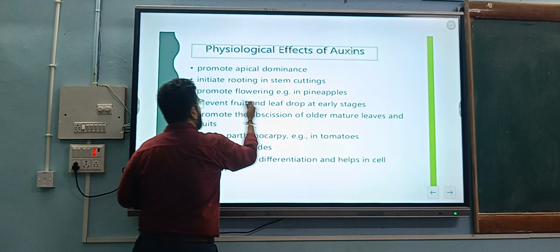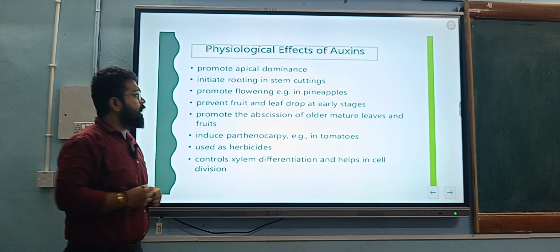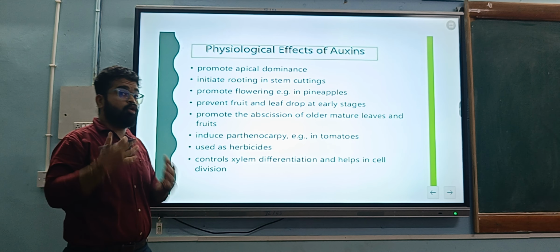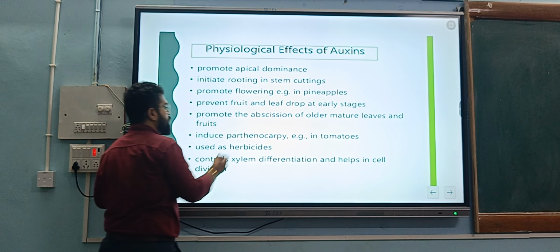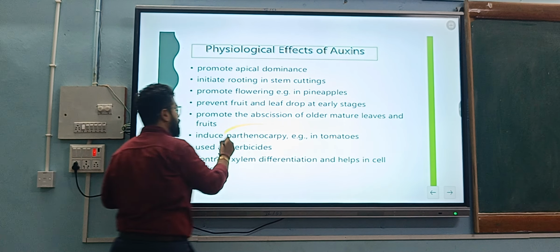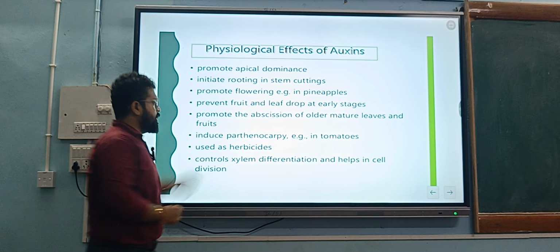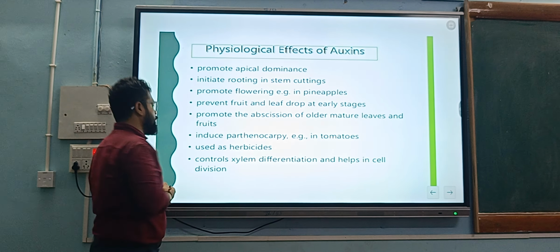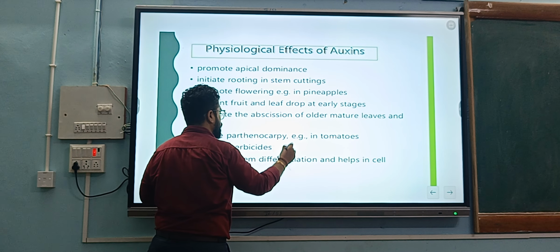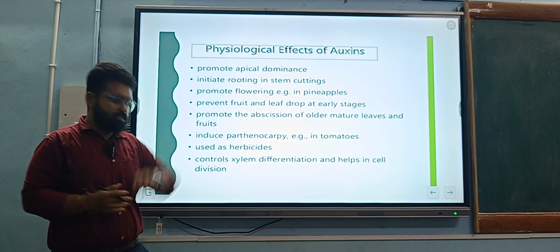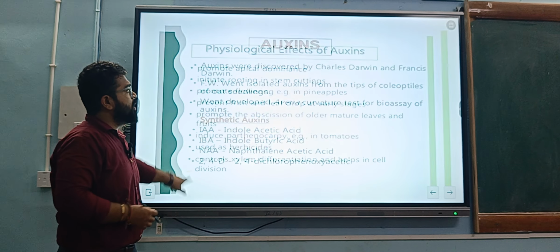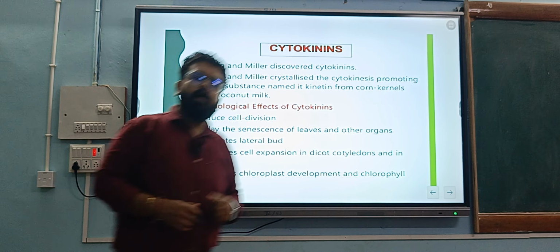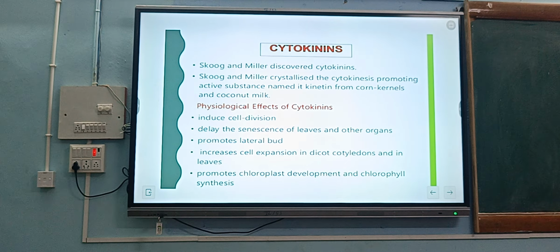It promotes flowering in the case of pineapple. It prevents fruit and leaf drop at early stages. So it is a growth regulator. It promotes the abscission of older mature leaves. It induces parthenocarpy, which is important: production of seeds without fertilization. It induces parthenocarpy in tomatoes, and it is used as a herbicide, for example 2,4-D. It controls xylem differentiation and helps in cell division. Next, after the first growth promoter, Auxin, we will go to the second growth promoter, cytokinin.